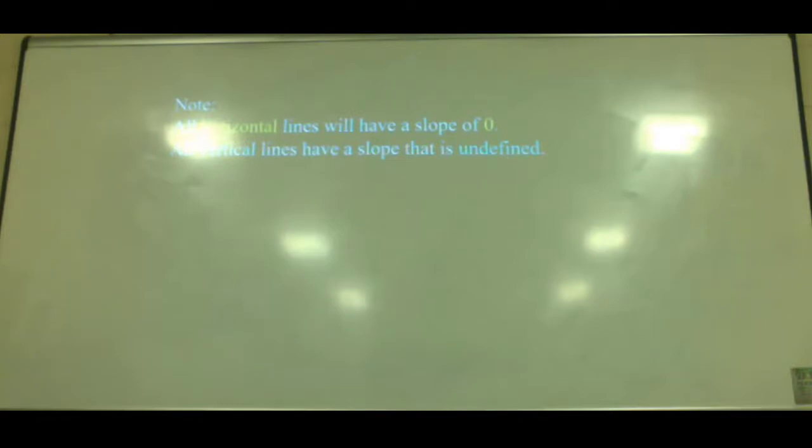So all the time when we see a vertical line, it has an undefined slope, every time. If you ever see a horizontal line, you know automatically the slope is 0.